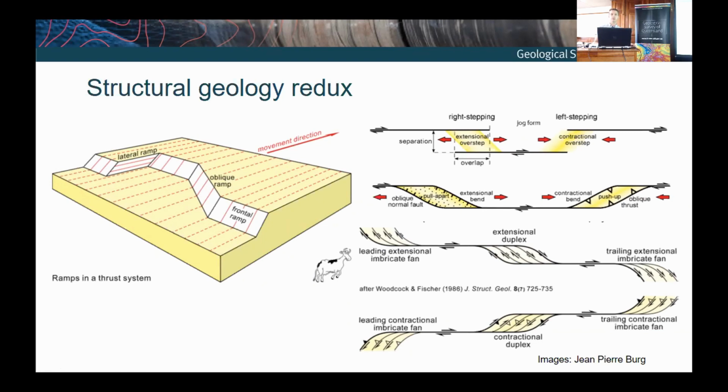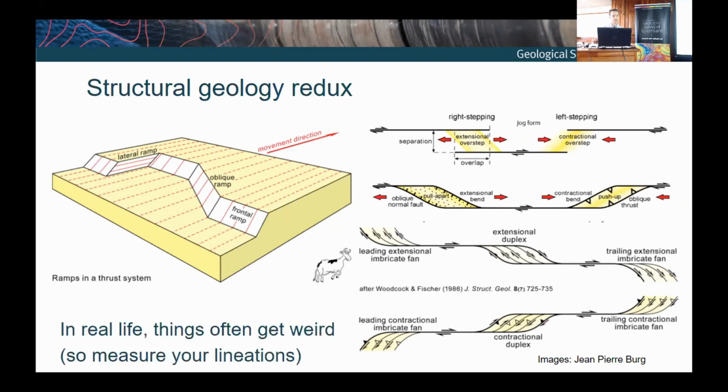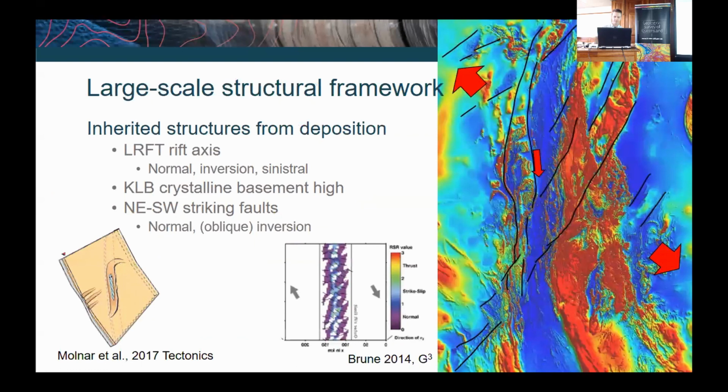And the diagram on the left there is just a simple one of a fault in a thrust system. I know we always like to see a thrust in the old bow and arrow rule, with transport perpendicular, but you get complexities there as well with lateral ramps and oblique ramps. So again, that's more transtensional stuff. So in real life, things get weird, and we need to measure lineation. So please, I wish that I had more lineations to take into account on this interp.